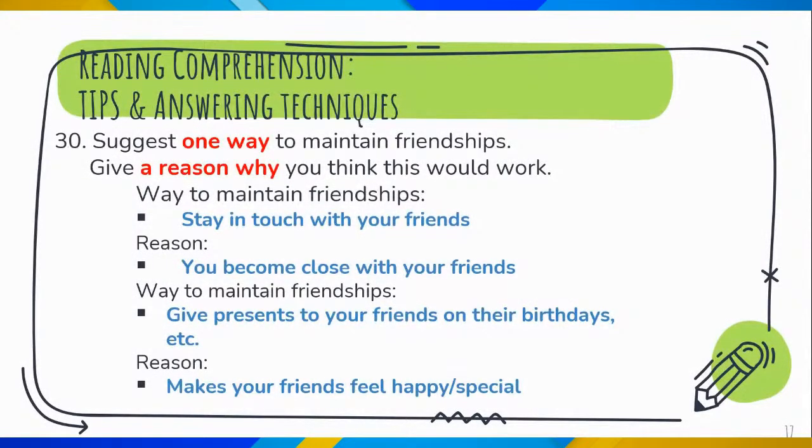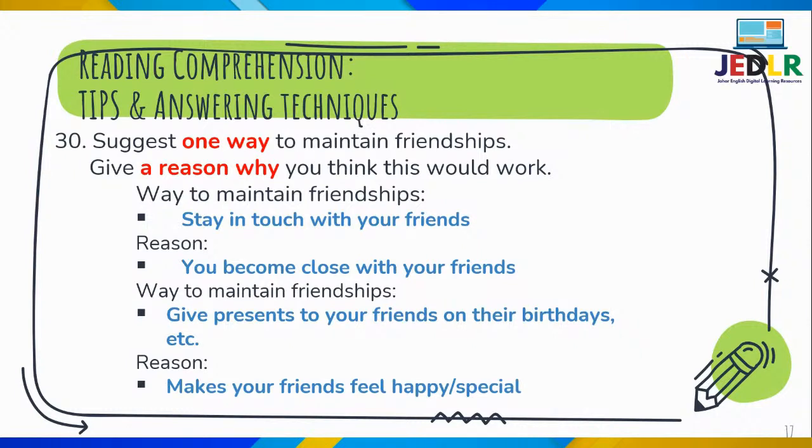And let's look at the last question, which is question 30. This is what I call a gold mine for your marks. Meaning to say that for question 30, normally you will be given the freedom to answer based on your logic and your rationale, as long as it's relevant to the text. So in this case, the question is asking you, suggest one way to maintain friendships. One way, satu cara, untuk mengekalkan persahabatan. And give a reason why, sebab. Macam mana cara ni boleh tolong awak mengekalkan persahabatan ni.